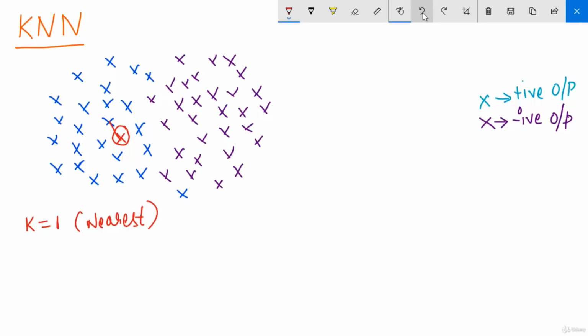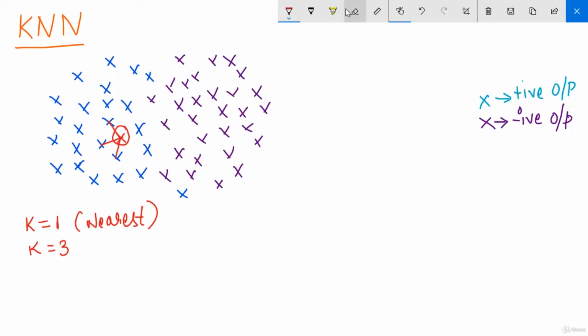Okay, let me just remove this. All right. Now what if I say k equals 3? Now, as you have understood, it will look for 3 nearest points. It will take one this nearest, second this nearest, and third this nearest. Again, it will say this is the nearest one, so it comes under the blue one.